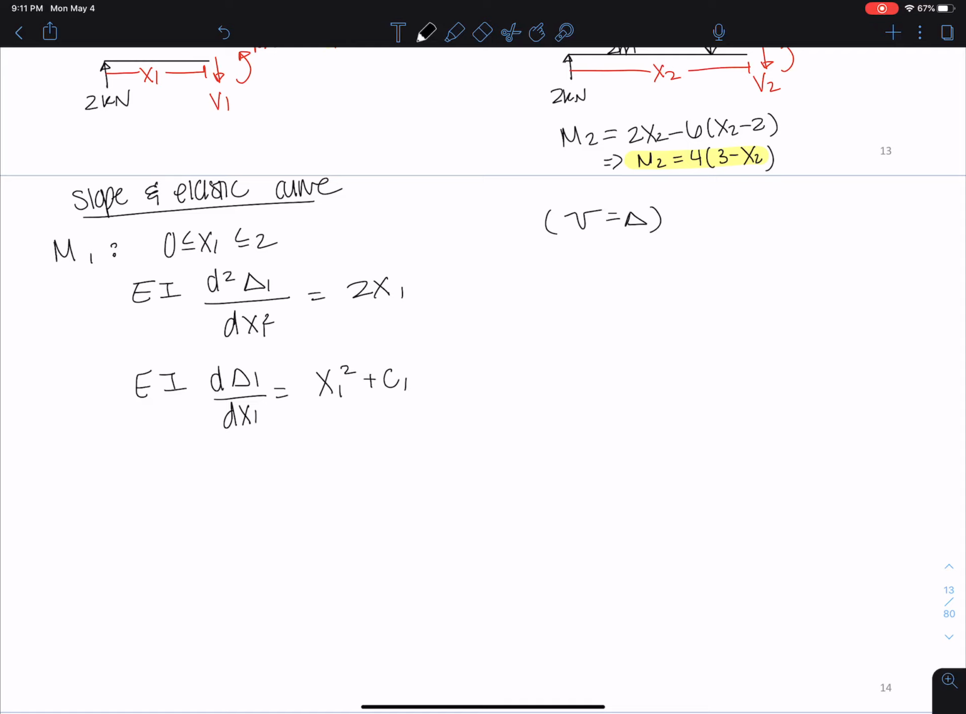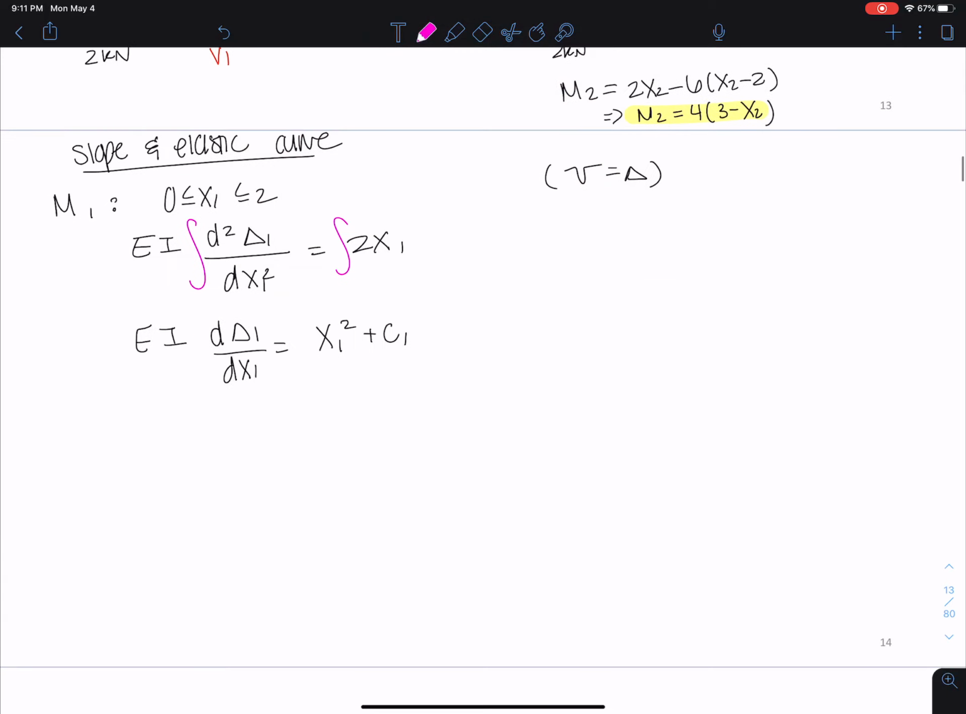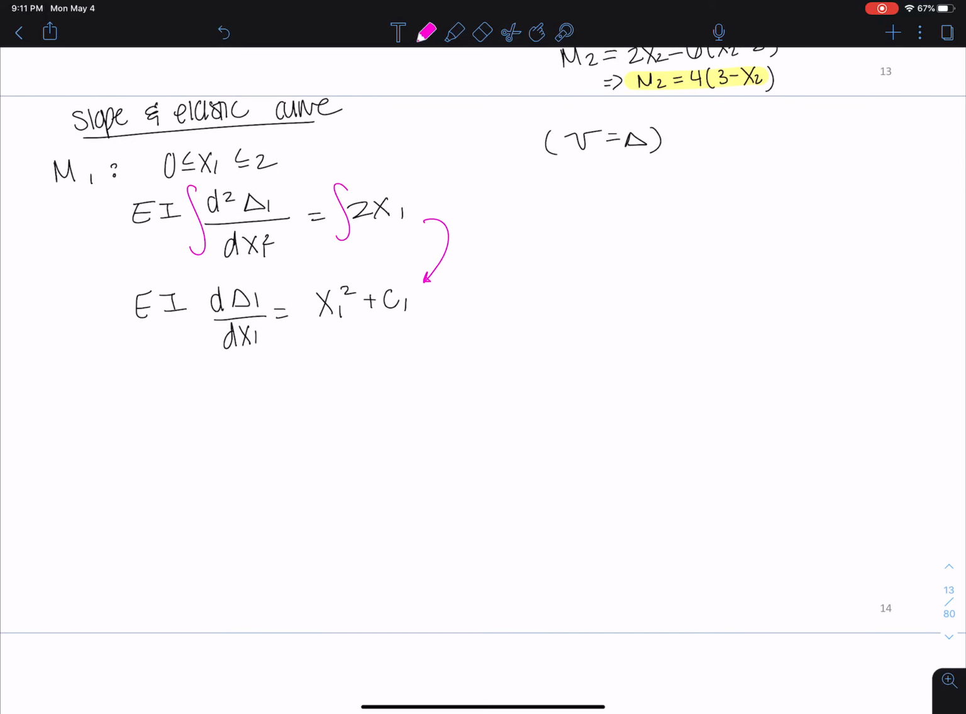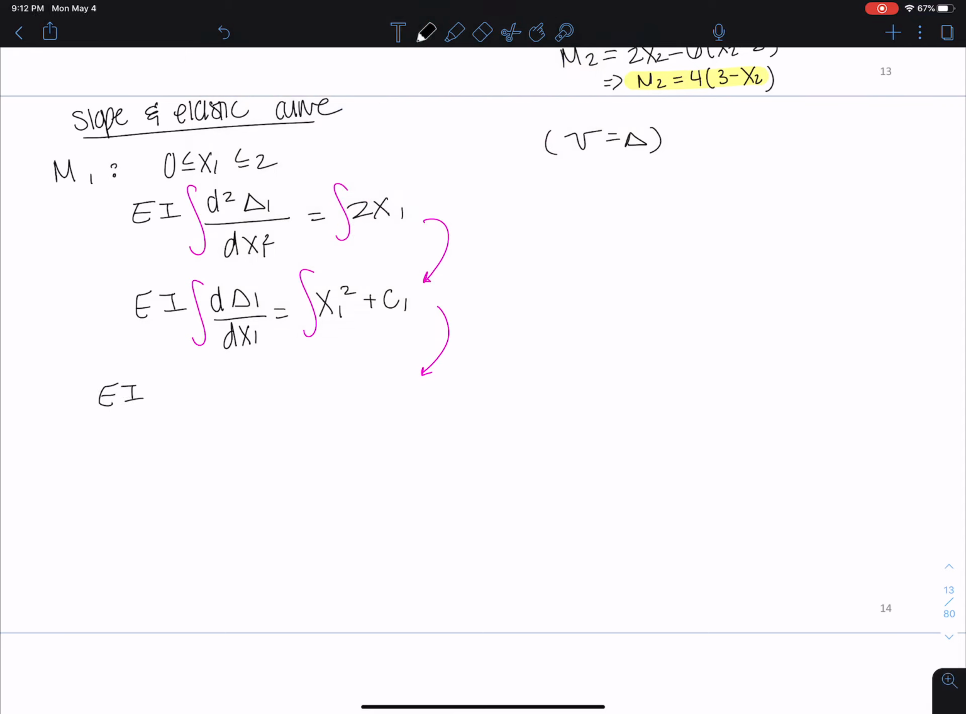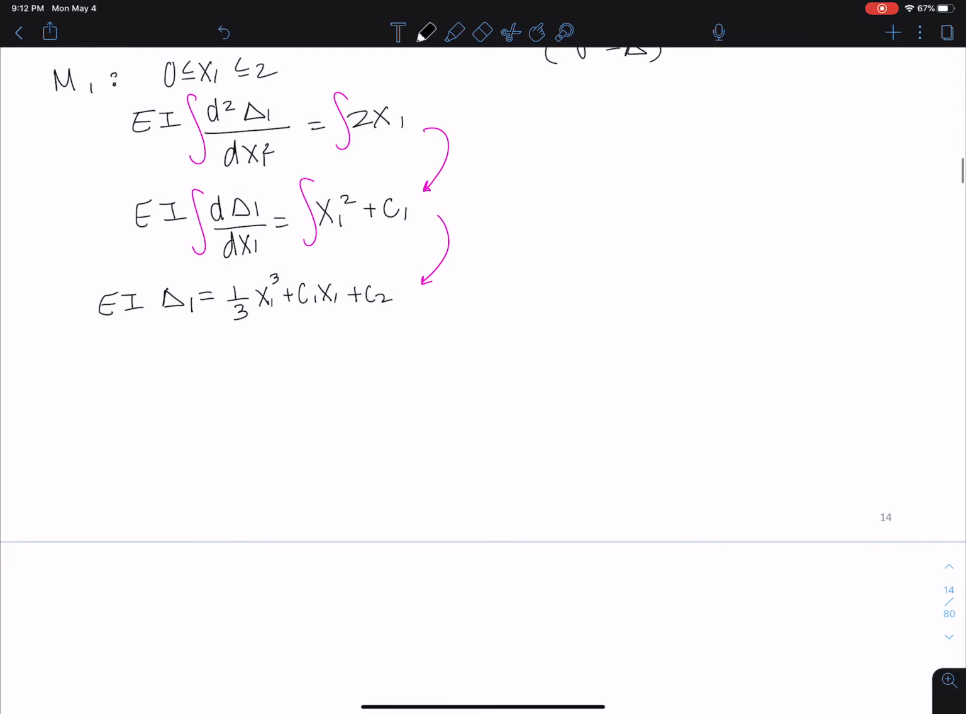And I'm taking the integral. So once I take the integral of both of those, I end up getting this. And I can take the integral again to get EI delta 1 equals 1 over 3 x1 cubed plus c1 x1 plus c2. And I have now an equation in terms of delta 1.